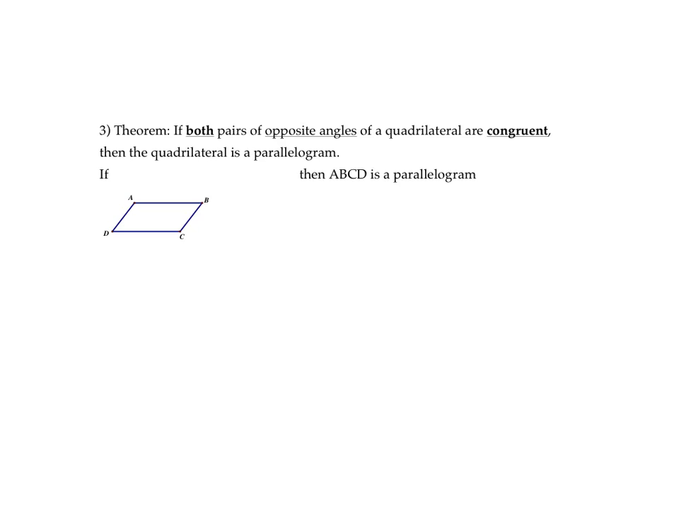In the third case, this is also a converse of an earlier theorem. If we can show that both pairs of opposite angles of a quadrilateral are congruent, then the quadrilateral is a parallelogram. So we'd have to show that angle A is congruent to angle C, and angle B is congruent to angle D. Again, it has to be both pairs, can't just be one pair of opposite angles congruent.